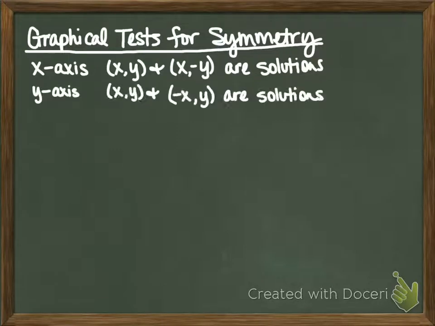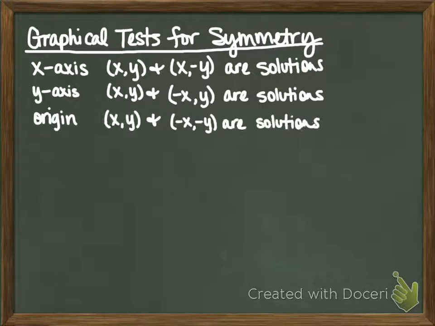Y-axis symmetry: the points (x, y) and (negative x, y) are solutions. So if you plug in two opposite x values and they give you the same y value, then that's y-axis symmetry. And then origin symmetry is when (x, y) and (negative x, negative y) are solutions. So the same point, same ordered pair, but opposite signs.